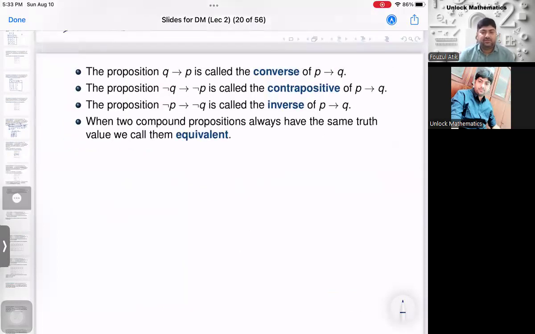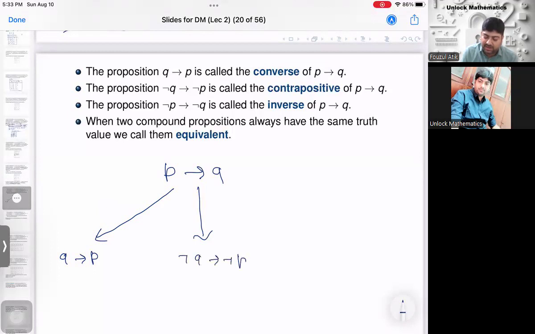Now I have three more compound propositions which we can create from the conditional statement P imply Q. One is the converse, which is Q imply P. Then the contrapositive of P imply Q is not Q imply not P. And the inverse of this conditional statement is not P imply not Q. So there are three compound propositions that you can have for the conditional statement P imply Q.